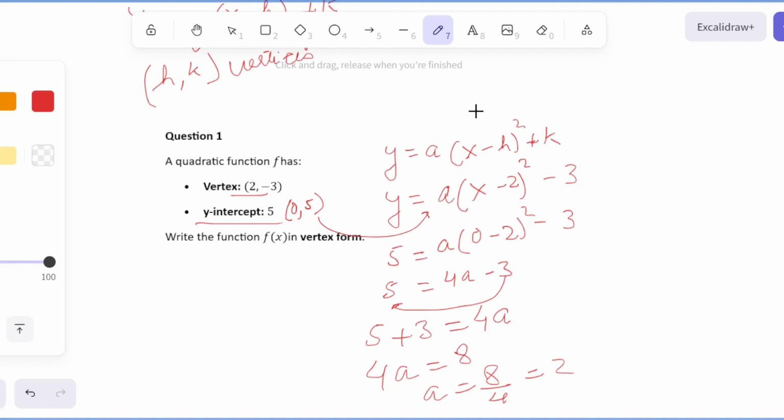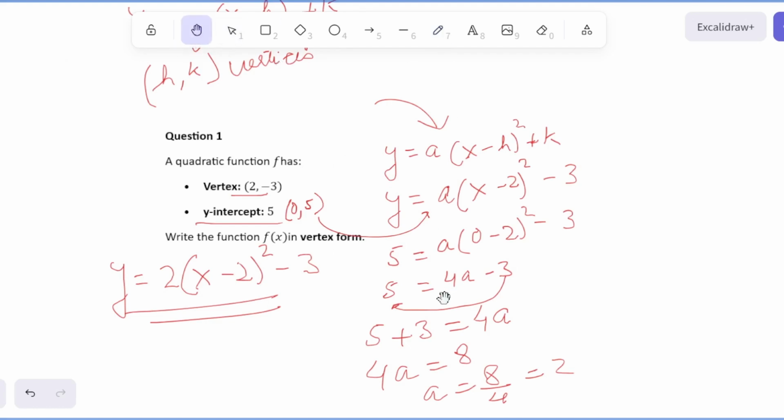Now we will substitute in this equation all the values we have. So y will be equal to 2 times (x minus 2) squared minus 3. Now this is the function f(x) in the vertex form. Okay, so we'll do one thing. We'll take one more example, Nathan.